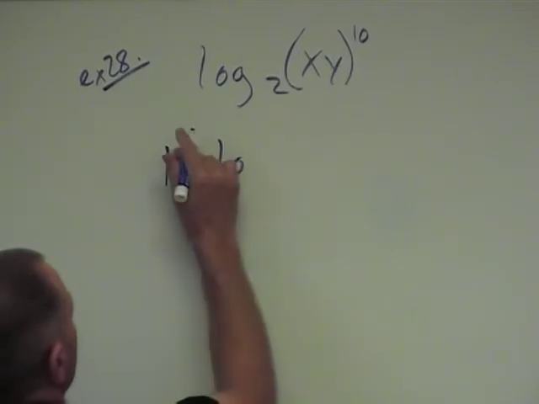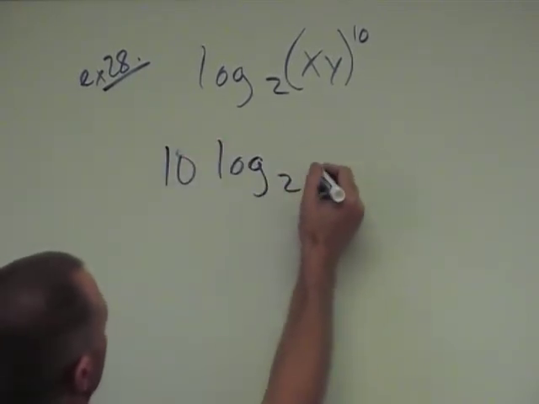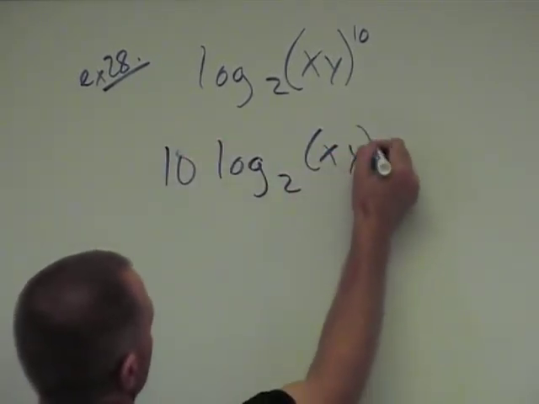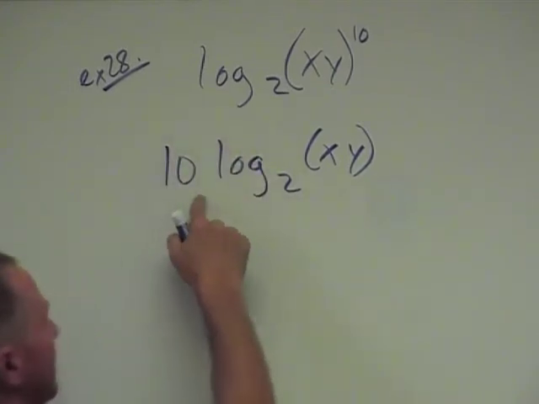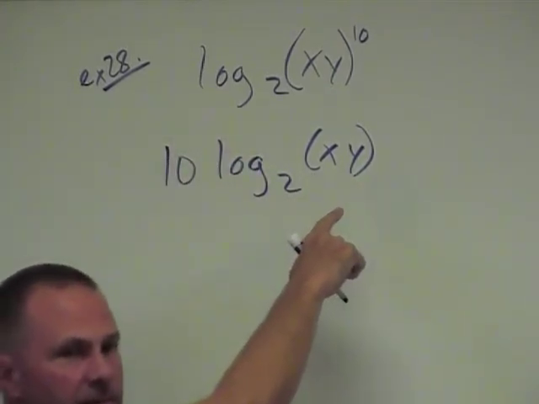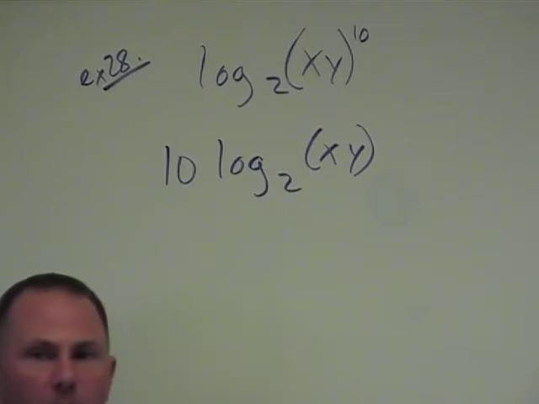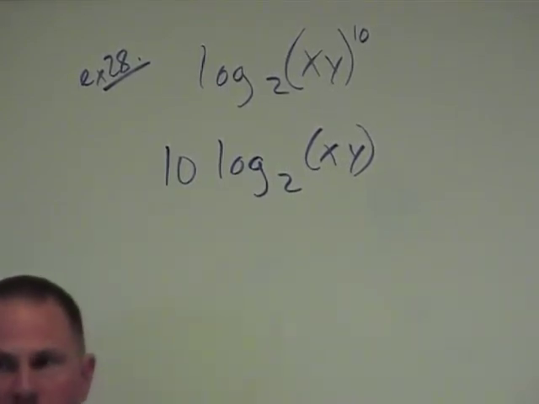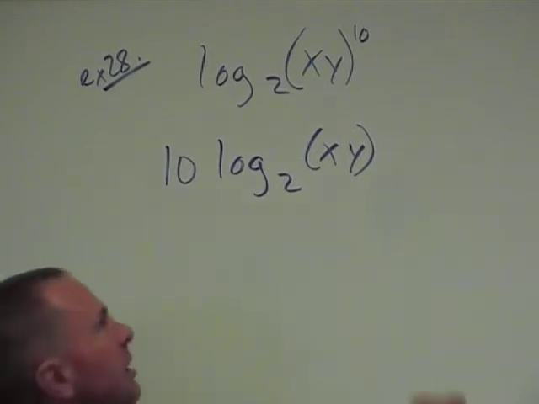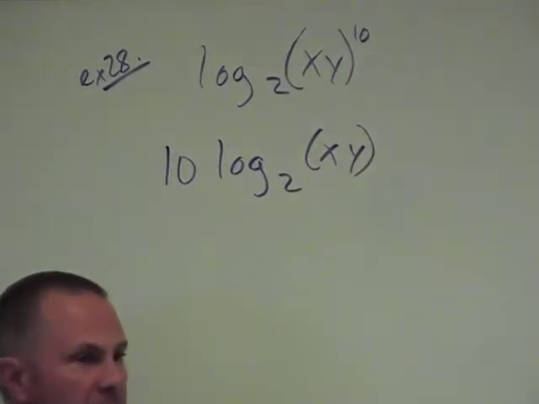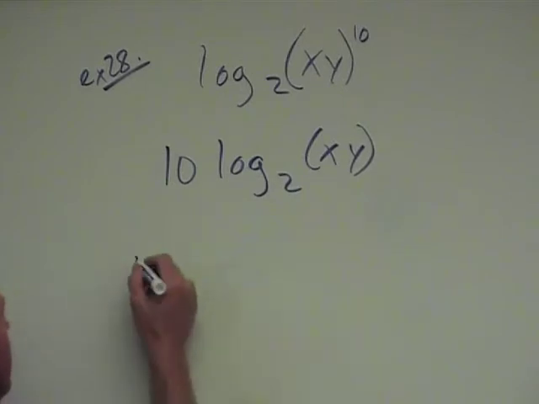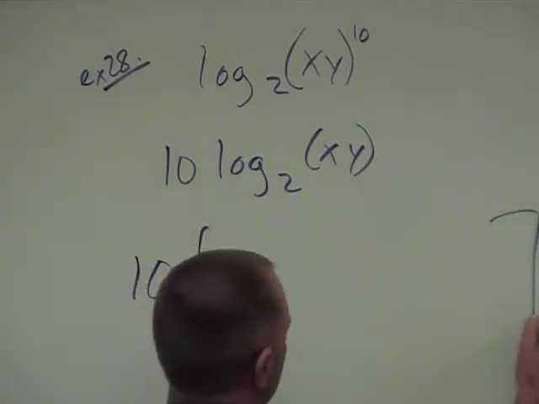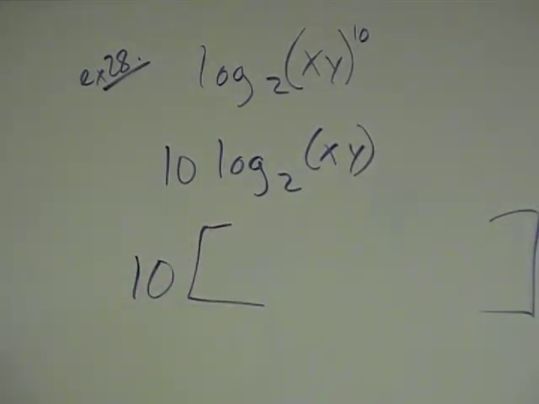But the key here is that you understand that it's 10 times all of this. So if you do not use your brackets and your parentheses correctly, you miss the whole problem. So you understand that the 10 is on the outside of this parentheses. That's very important. So what you do from here on out better look like this. This is 10 times everything that's inside that.